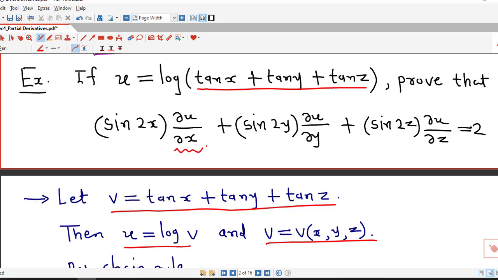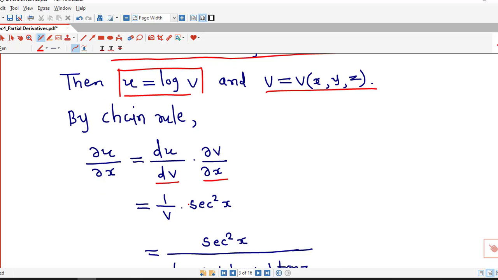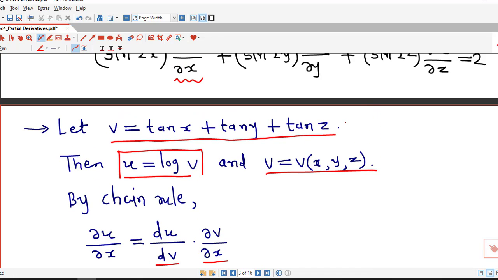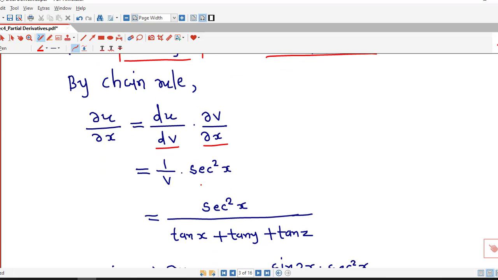So first we find out del u by del x. So by chain rule, del u by del x is nothing but derivative of u with respect to v into derivative of v with respect to x. Now u is log v and derivative of log v is 1 upon v, and del v by del x means derivative of v with respect to x, and because it is partial derivative we will consider y and z as constant. So derivative of 10y plus 10z is 0 and derivative of 10x is sec square x, and we put value of v here 10x plus 10y plus 10z.